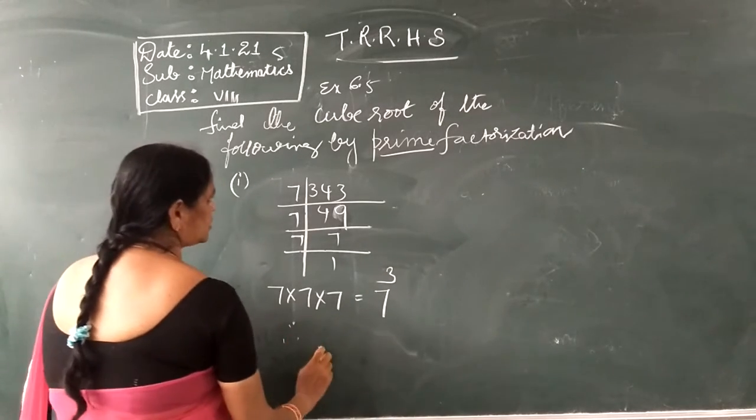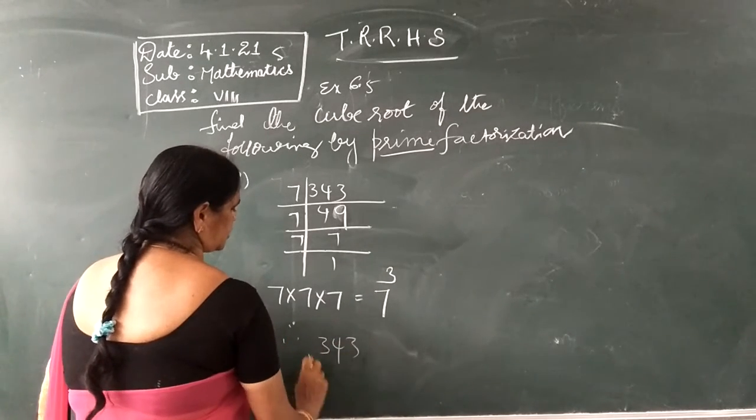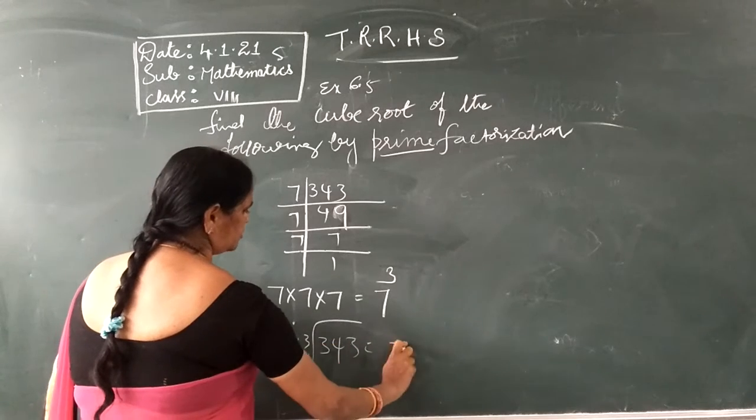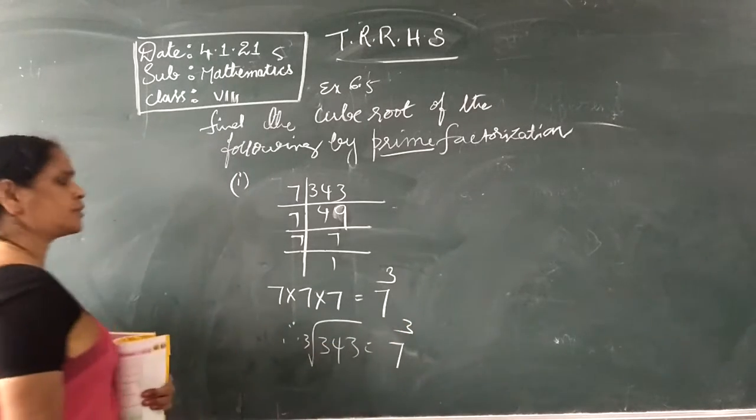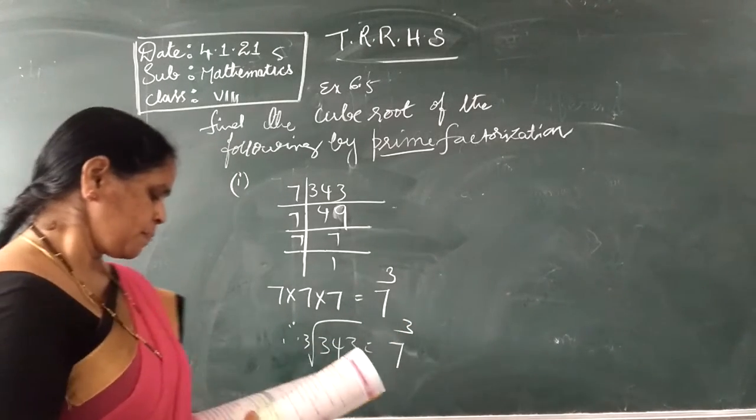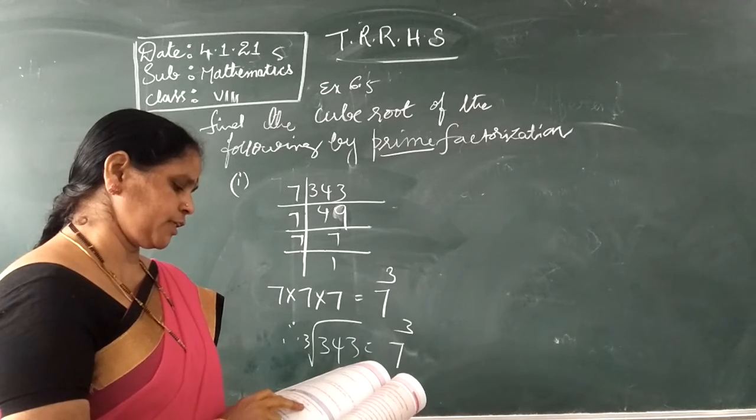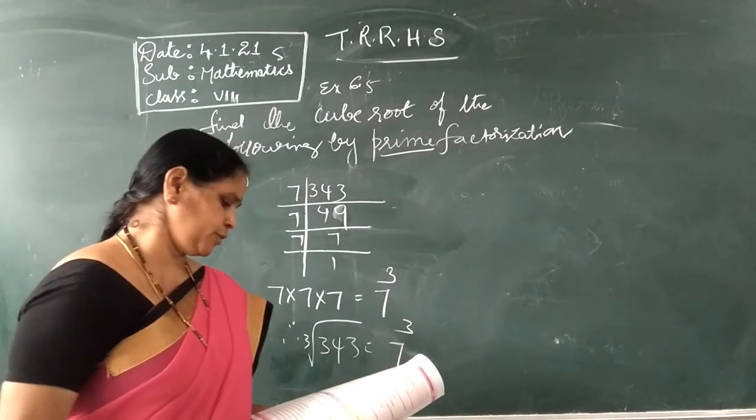Therefore, the cube root of 343 is equal to 7. In this way you have to finish all the problems: 729, 1331 and 2744. You will do those on your own.